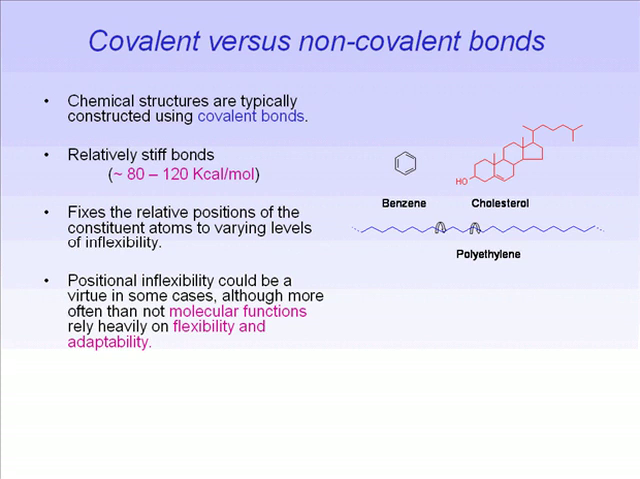For instance, if you take a small molecule like benzene or cholesterol, the relative positions of these atoms are fixed and allows for little variability. The variability comes from the ability of these atoms to move or vibrate.